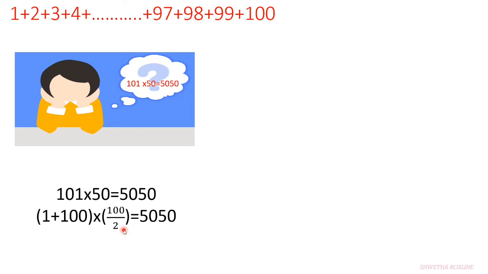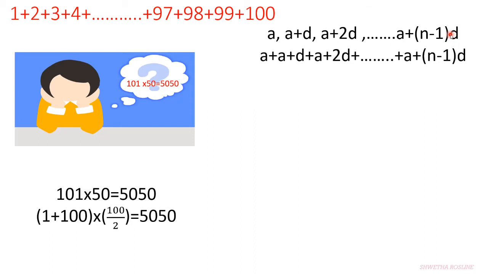So what I will do is take the general form of AP. What is the general form of AP? The common difference should be the same, that is D. So let the general form of AP be A, A plus D, A plus 2D, etc., to A plus N minus 1 into D. Now I need to find the sum of these general terms. So I need to add them: A plus A plus D plus A plus 2D plus etc., plus A plus N minus 1 into D.